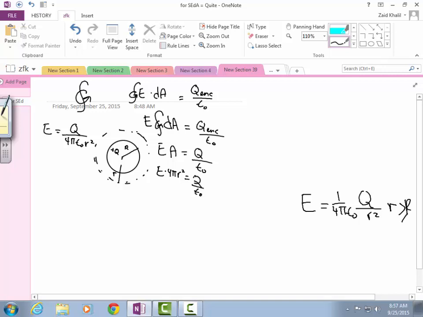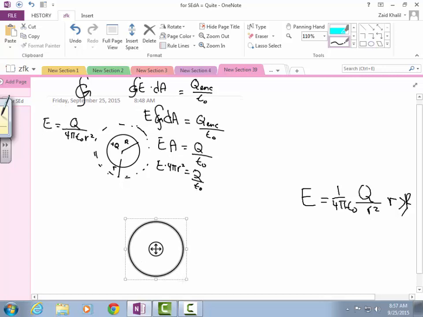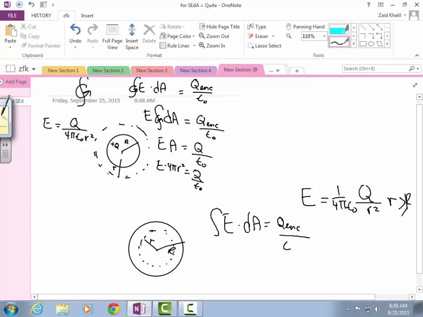And then inside, what would you do? Now we take the same sphere. If we wanted to find the field inside, where am I going to put my Gaussian surface? Inside. Now this is inside. The whole radius is big R again, but this radius is little r. And now you do the same thing. The integral of E dot dA equals Q enclosed over epsilon naught.